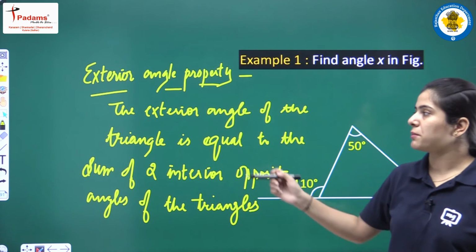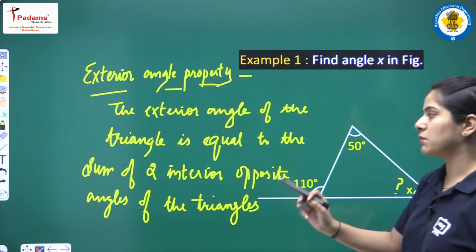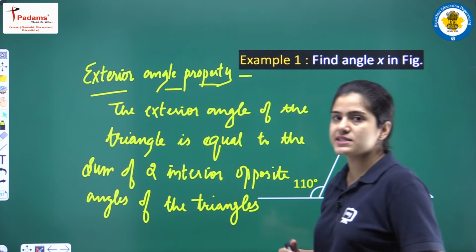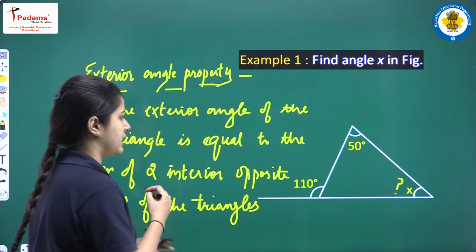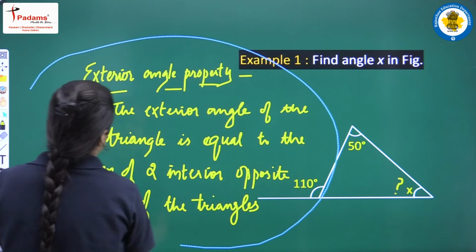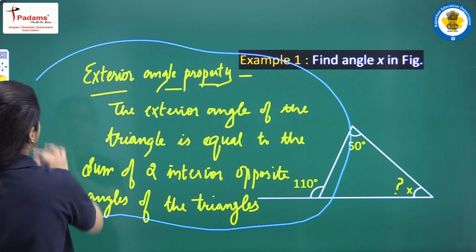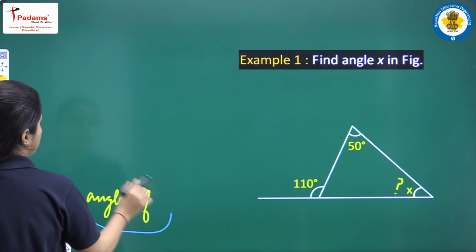What is the exterior angle property? You can write it like that. The exterior angle of the triangle is equal to the sum of two interior opposite angles of the triangle. This is the exterior angle property. And now we have to use this property to solve this question. Okay, students. So firstly, while solving this question, you need to write this line up. Otherwise you will not be having any marks for this question.